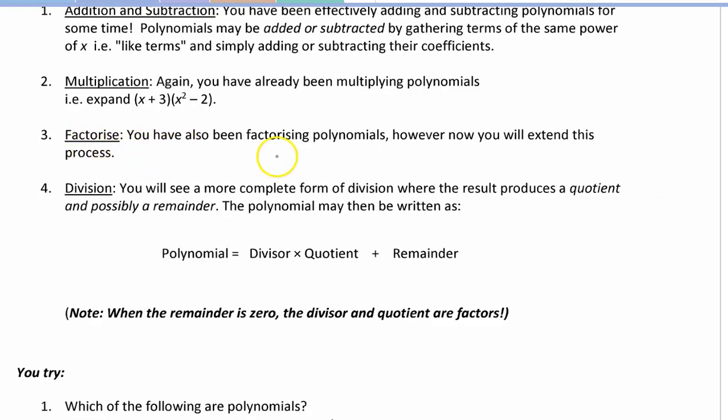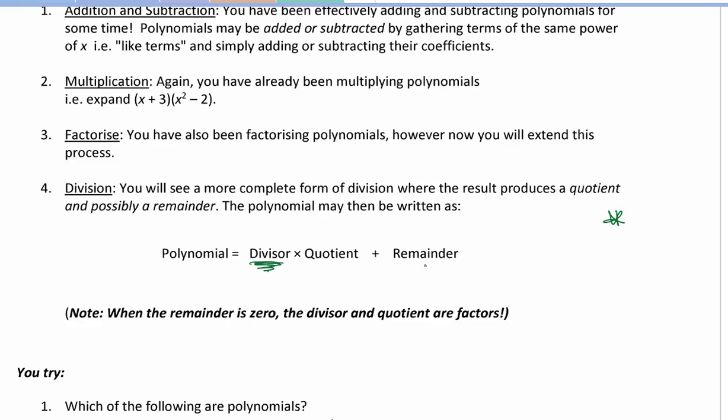You've factorised polynomials, and we looked at all the different methods of factorising and the advantage of factorising. Division. We probably haven't done much on division, and that's where there's going to be quite an emphasis. So if I take a polynomial and I've got a divisor, what's left is the quotient and the remainder. And there's not always a remainder. We're going to revise some long division, but don't panic, we'll go through that.